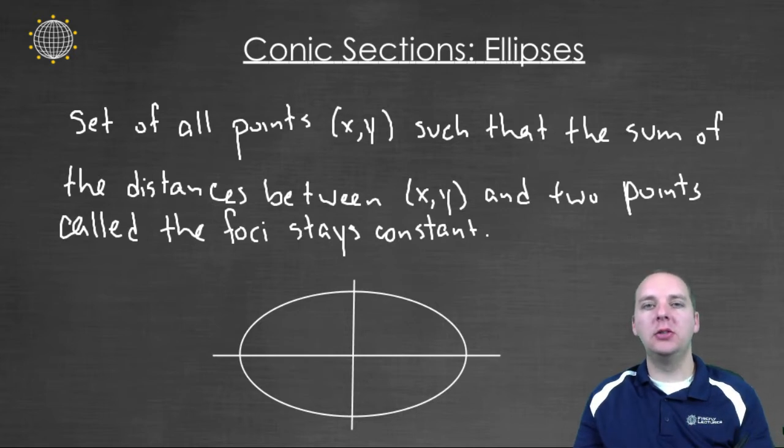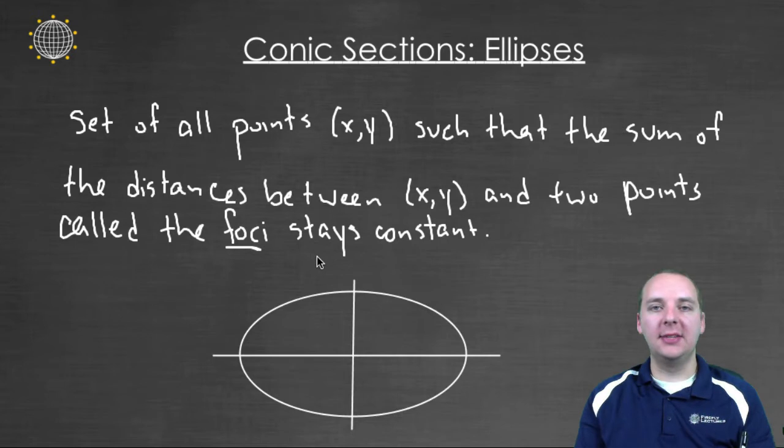It's a little wordy, so just bear with me for a minute. An ellipse, by definition, is a set. It's a collection of all points x, y such that the sum of the distances between your point and two fixed points that will never move, called the foci, stays constant. Foci is going to be an important word for us. Now, like I said, that's pretty wordy. So what exactly does that mean?